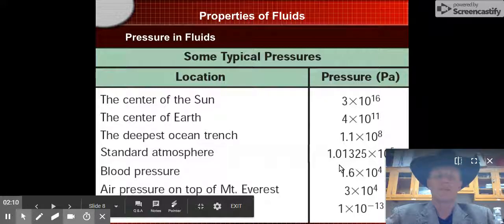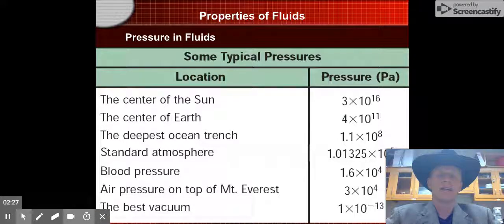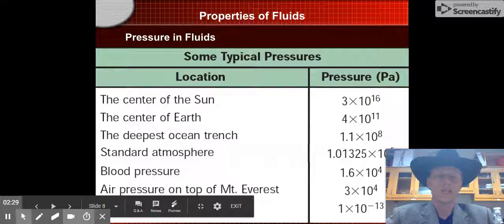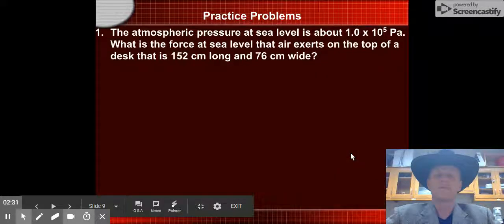But if we take the decimal over 5 digits, it's going to be 101,325 pascals. That is the pressure underneath the desk. That is the pressure in the room, air pressure. That is the pressure in the refrigerator. This is standard atmospheric pressure.